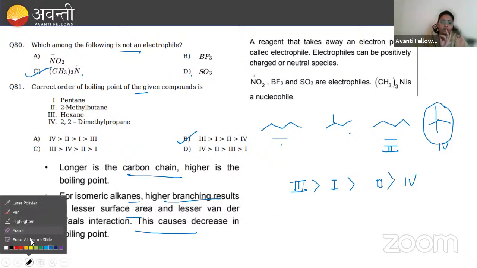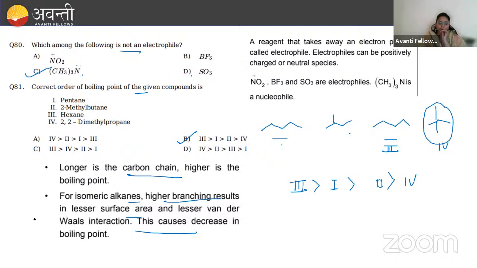Okay, any doubt? We have talked about this. We have also solved problems on boiling point. What do we have to see? Whatever is having more molecular weight will have more boiling point. Secondly, more branching, less boiling point. Longer the chain, higher is the boiling point. More branching, lesser the surface area, and that's why lesser will be the interaction, and that's why less will be the boiling point. Very good.